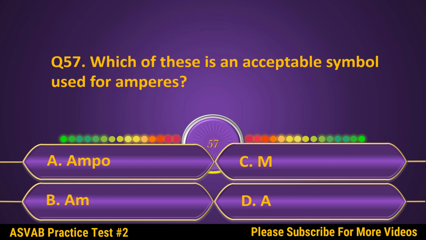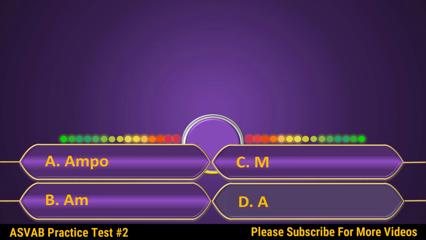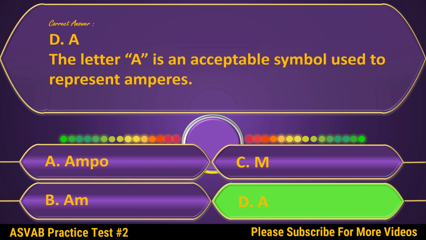Question number 57. Which of this is an acceptable symbol used for amperes? The options are A. AMPO, B. AM, C. M, D. A. The correct answer is option D, A. The letter A is an acceptable symbol used to represent amperes.